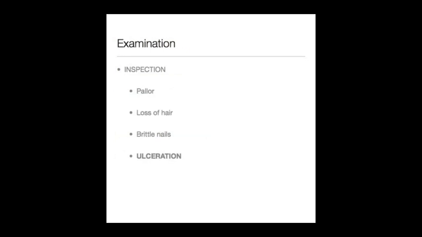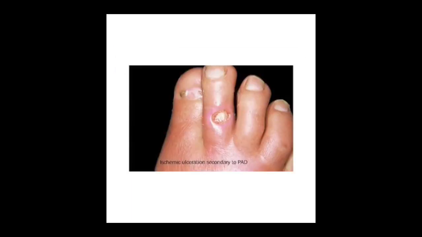Moving on to examination, on inspection, the legs may look pale and there may be loss of hair and brittle nails. The patient may also have arteriopathic ulcers, which are typically punched out, well-circumscribed ulcers present over bony landmarks in areas of poor blood supply, and they tend to be quite painful. In severe disease, there may be necrotic tissue, and in the presence of colonizing bacteria, this may result in gangrene.